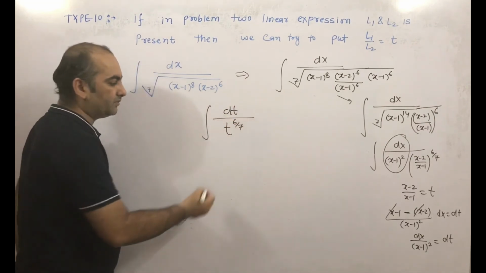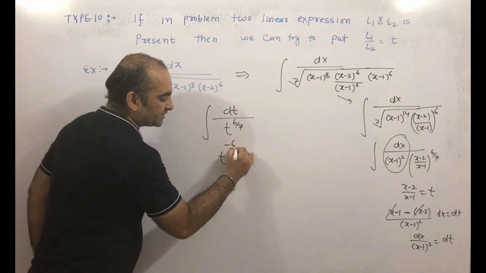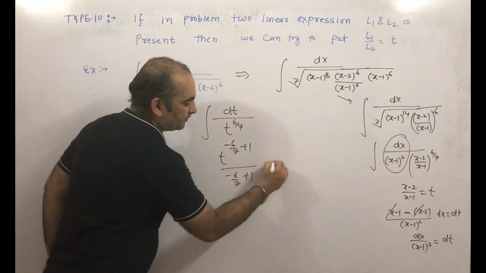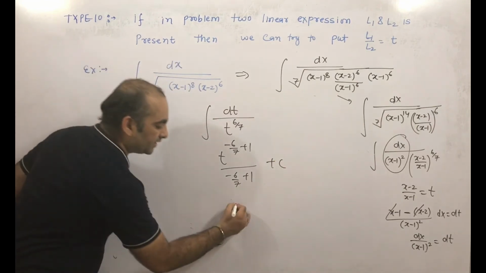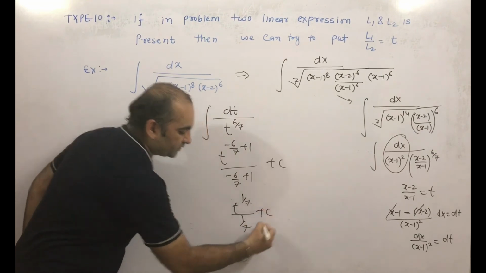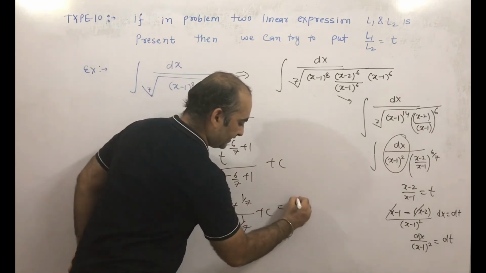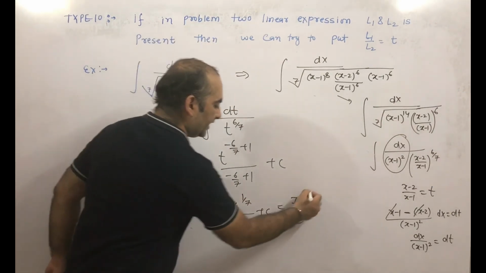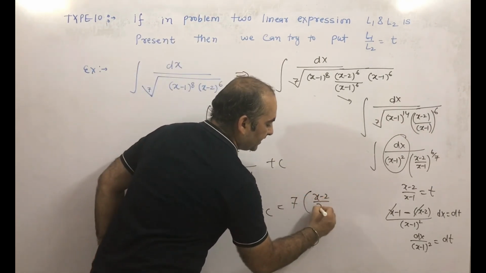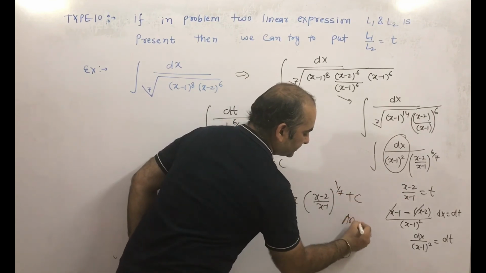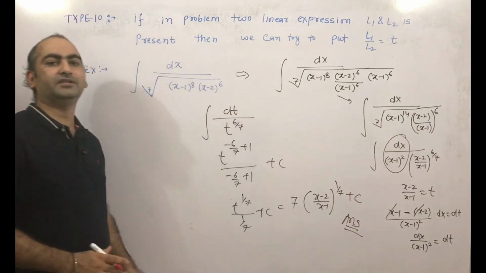This integration will become t power (minus 6 by 7 plus 1) divided by (minus 6 by 7 plus 1), plus c. So this will come as t power 1 by 7 divided by 1 by 7, plus c. We can write this as 7, and the t value is x minus 2 divided by x minus 1. So this will come as 7 into ((x minus 2) divided by (x minus 1)) to the power 1 by 7 plus c. This is your answer. Like that we can integrate these types of problems.